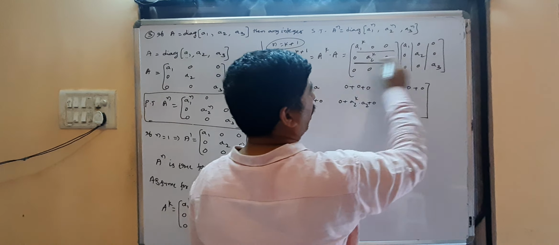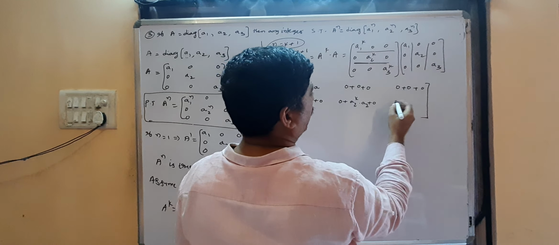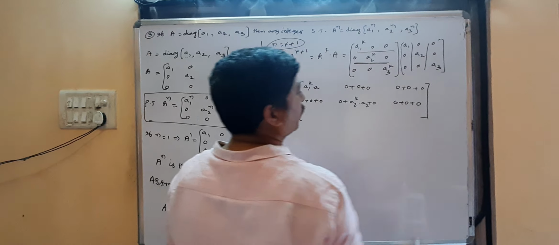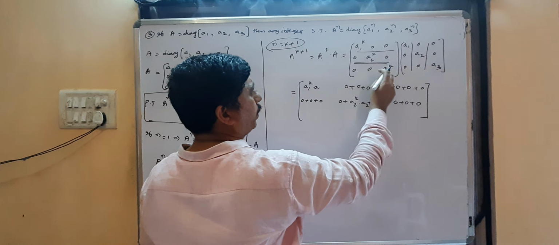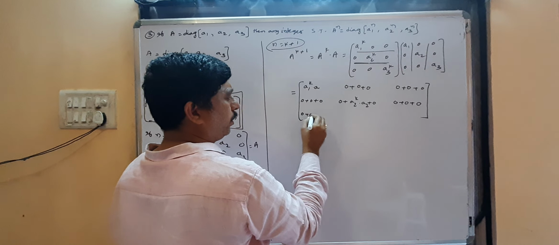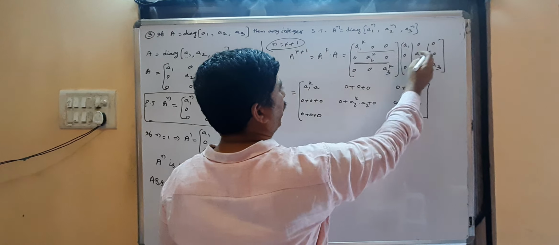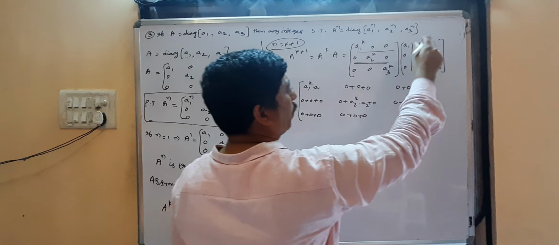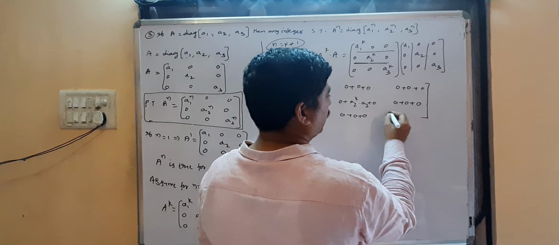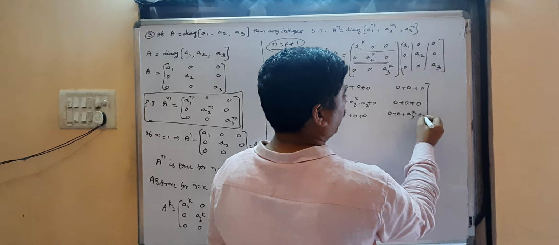Second row into third column: 0 into 0, a2 power k into 0, 0 into a3, so 0. Third row into first column: 0 into a1, 0 into 0, a3 power k into 0, so 0. Third row into second column: 0 into 0, 0 into a2, 0 into 0, so 0. Third row into third column: 0 plus 0 plus a3 power k into a3.